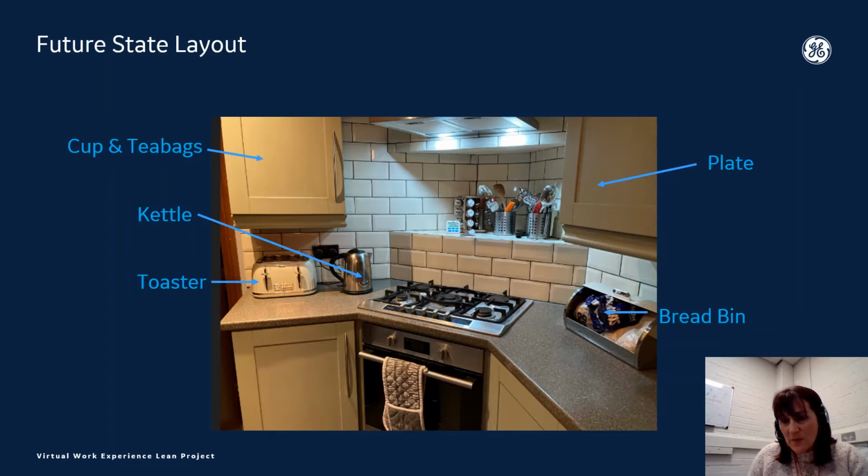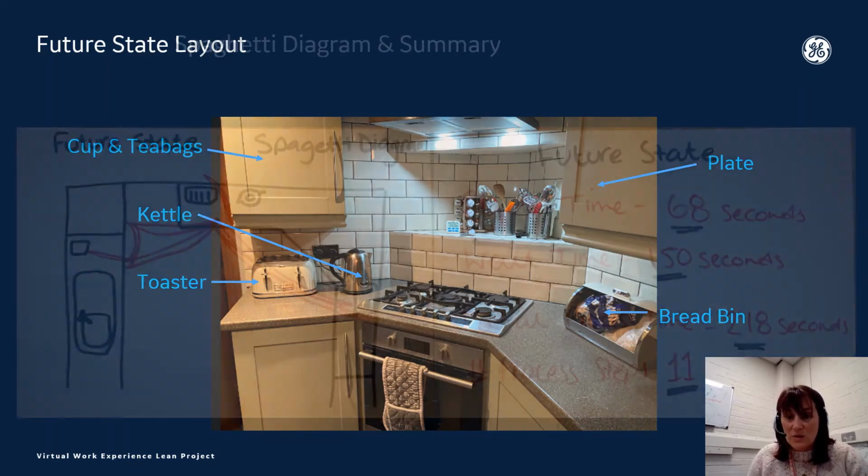I've moved my bread bin further up towards my cooker and my toaster, and I've moved my kettle over to beside my toaster, so my cup and my tea bag are directly above my kettle now, and I've moved the bread closer to the toaster. So really simple. I know it's really simple things that I'm doing, but it makes such a difference.